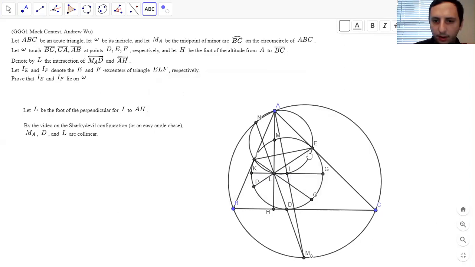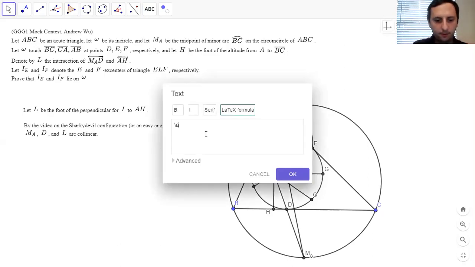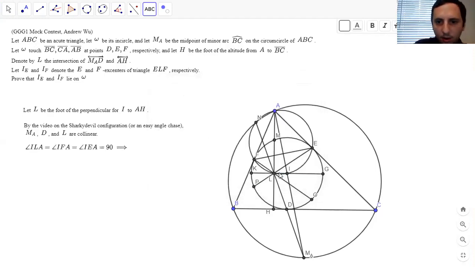And then once we know that, F, L, I, E, and A are concyclic. I'll just write it like this. So angle ILA equals angle IFA equals angle IEA equals 90. So that means ILFAE is cyclic.